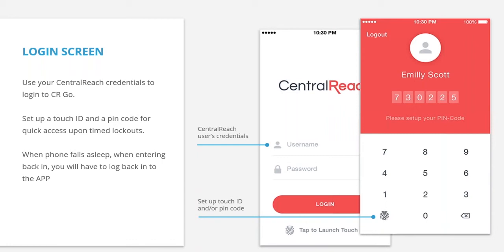So this first screen here, we have our login screen. You're able to enter your credentials and you're able to log into CR Go. Really cool features: you are able to set up a touch ID and a PIN code for very quick access. One thing I like to mention is that when your phone does fall asleep, or when you put that away and you have to come back in, you will have to log back into the application. That is for security purposes.